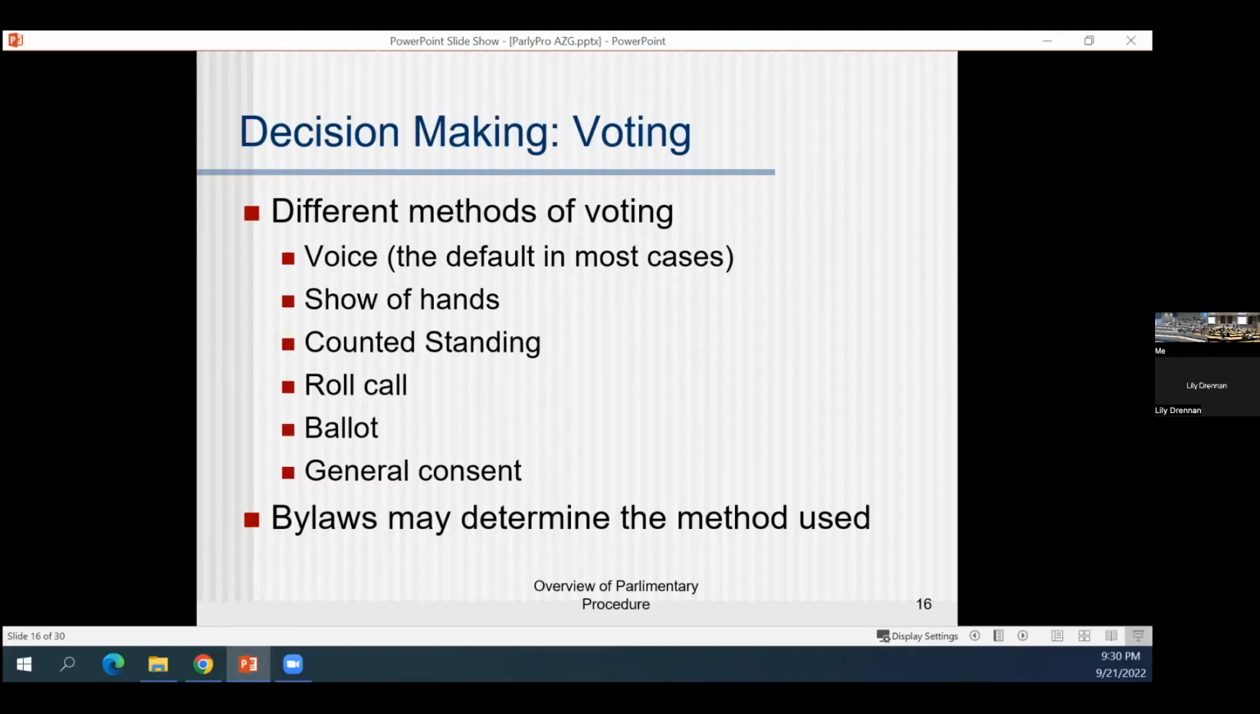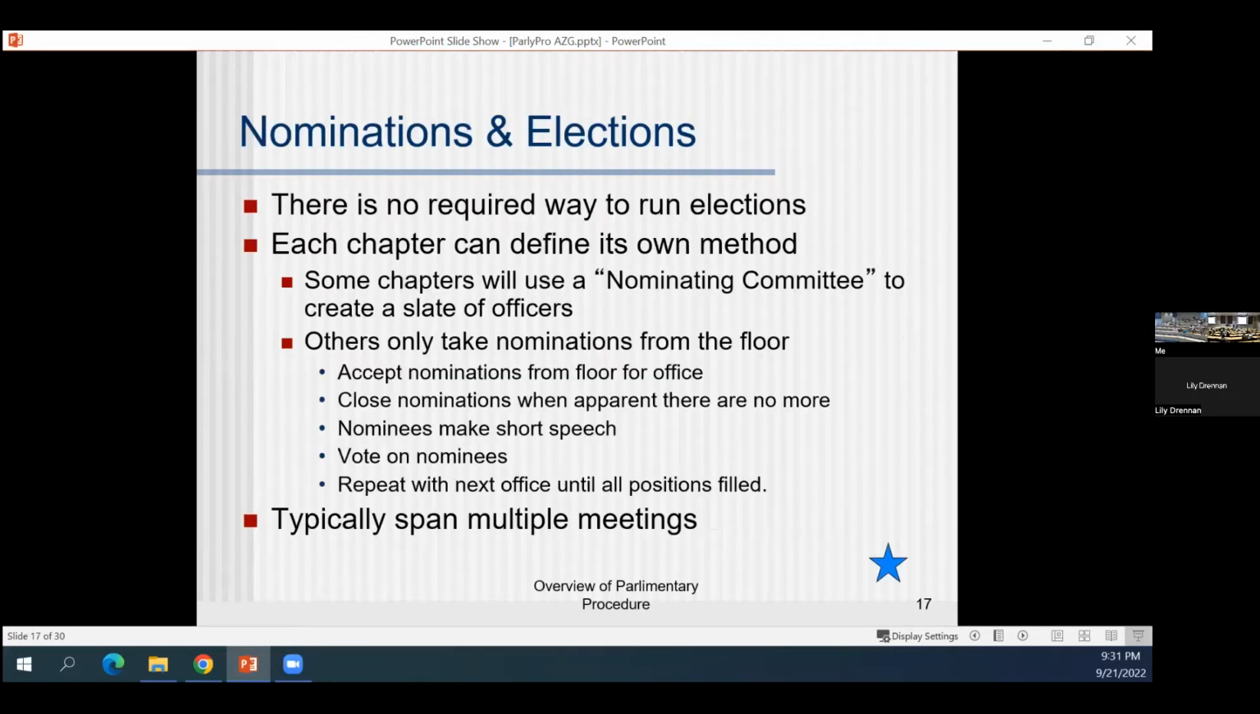If you've ever run into a situation where you really think you want to do a roll call vote, call me. We'll talk about it. The bylaws can determine what method is used, but in most cases, your bylaws are simply going to say a voice vote unless the body decides otherwise at that time.